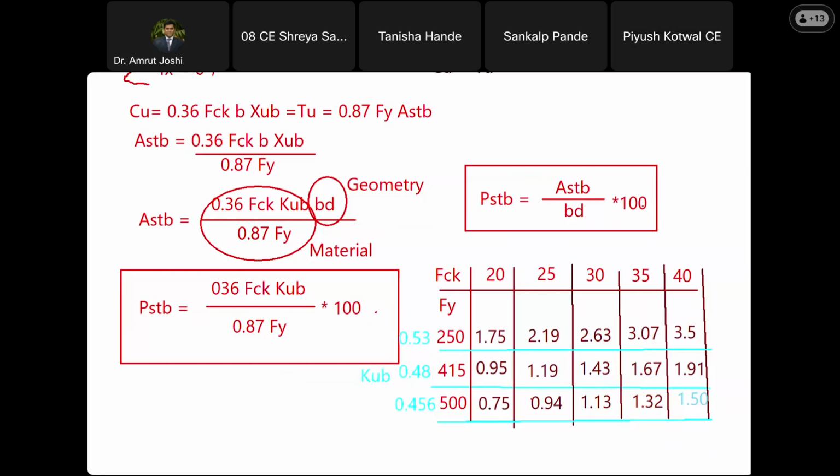So now this table is complete. So for various grades of concrete and for various grades of steel, we know the maximum percentage of steel which we can provide on tension side. Are you with me, Shreya? Yes, sir. Okay, so we will discuss this more in the next class. Let us stop here as far as this class is concerned.